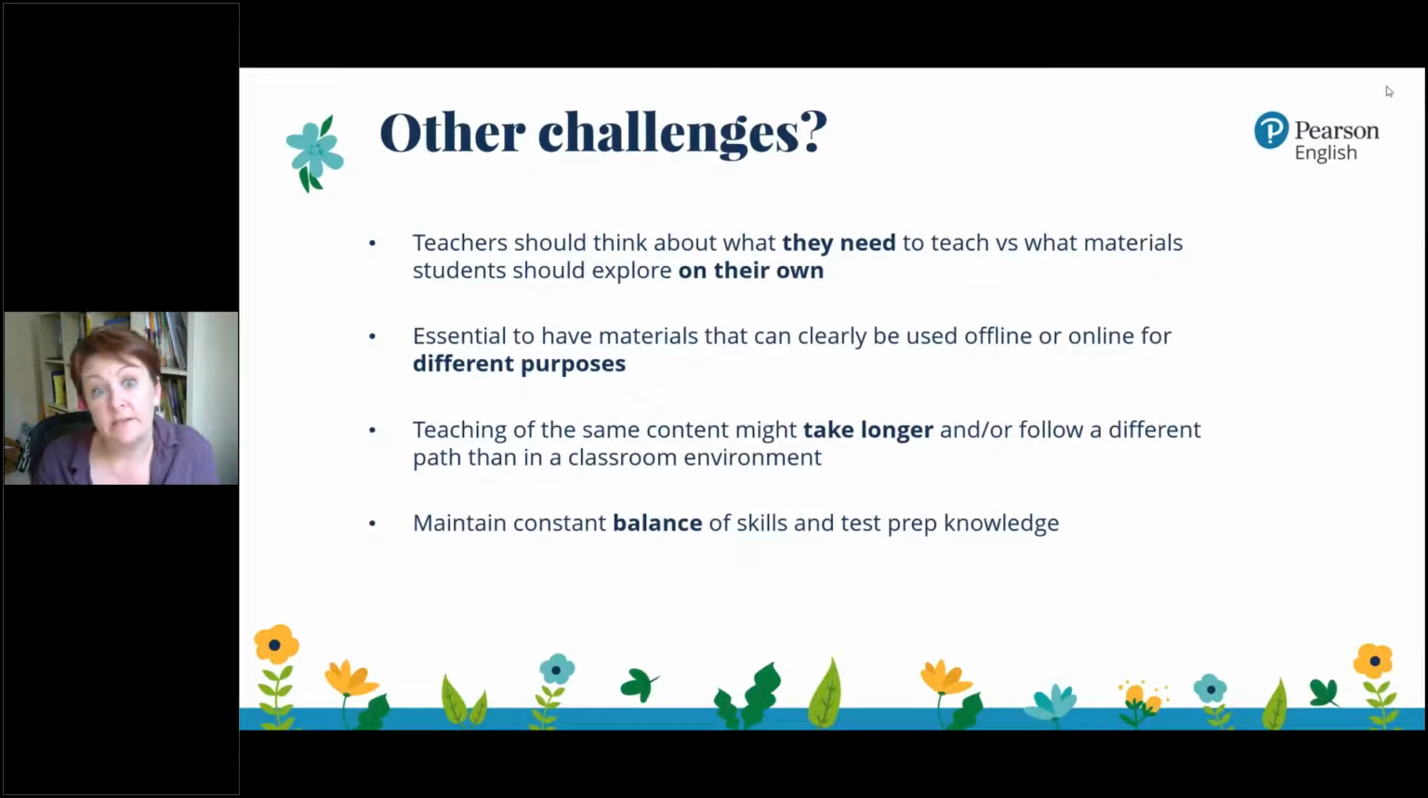Another challenge is that it's essential to have materials that are really flexible, that you can use for different purposes and different students, and really take pieces of as much as you need to build whatever it is that you need to make your classes work.